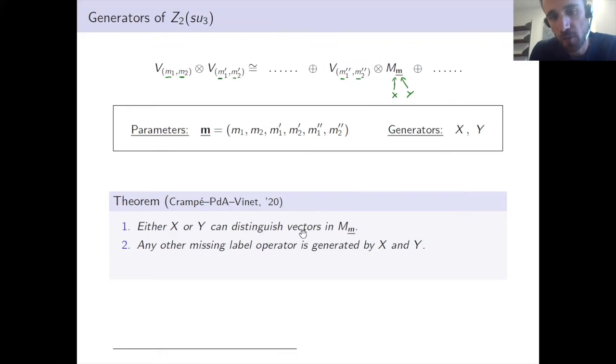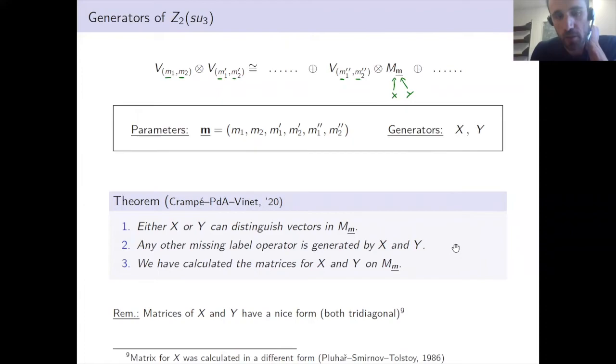So let me summarize the first pack of results we got. First of all, this X and this Y both can distinguish the vectors in the multiplicity space. So either one of them is a solution of the missing label problem. It means, really concretely, that using SU3 operators you can specify a unique vector in this space, but then you need an additional label to deal with the multiplicity, and X or Y can provide this missing label. So these are really the operators we are interested in. Second statement is that any other missing label operator that you could think of is actually going to be generated by X and Y. So X and Y are enough to produce all the possibilities. I'm really saying again here that X and Y generate the diagonal centralizer. This is another way of saying it, a more fancy way, maybe.